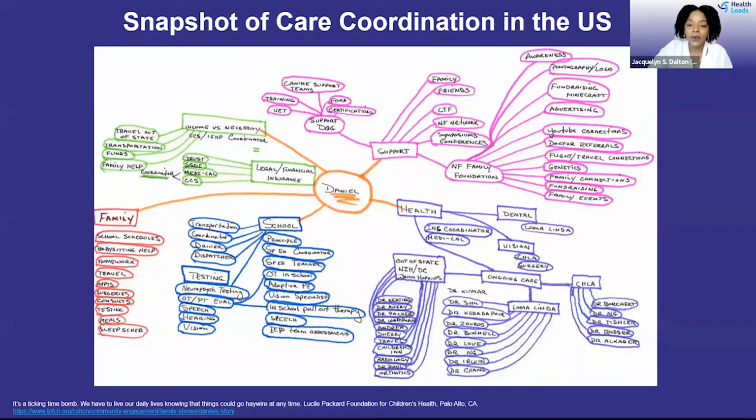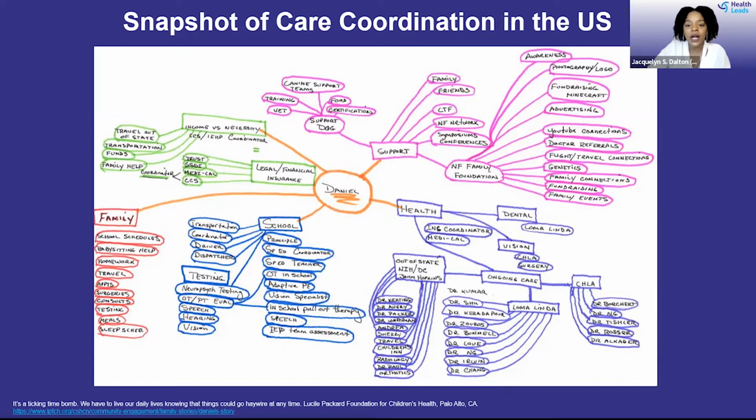Here is one example. This is an illustration that you see on the slide right now. And this is an illustration of something called Daniel's Care Map. Daniel was a child who was living with a complex health condition called neurofibromatosis. And his mother was really challenged with having to coordinate his care. And so this care map really illustrates the complicated web of medical care and coverage, as well as the educational support and support services that Daniel's mother was receiving for children with complex medical needs. And so this was really the tool for Daniel's mom.